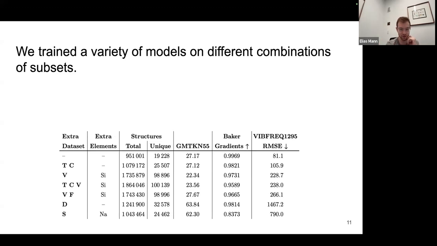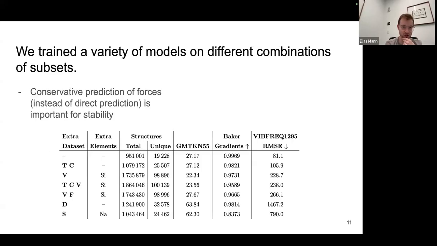So we trained hundreds of models across a few different architectures on a bunch of different permutations of these data sets. This is a kind of dense table in a slideshow, so you can look at this if you want, but I'll also say what the main takeaways are here.